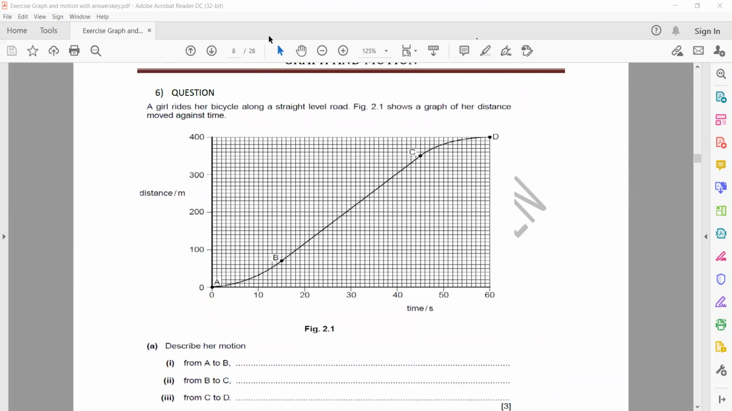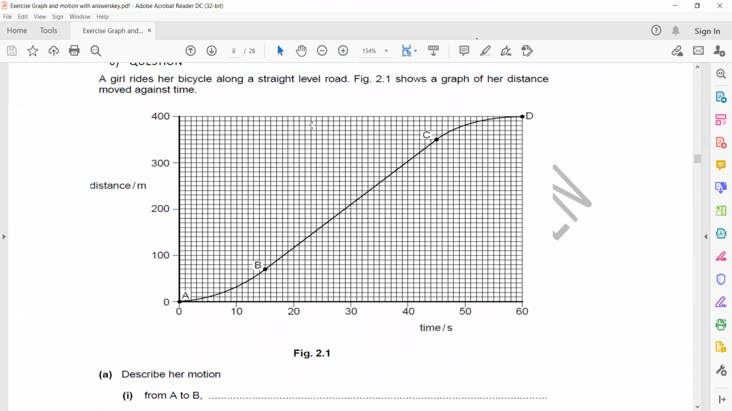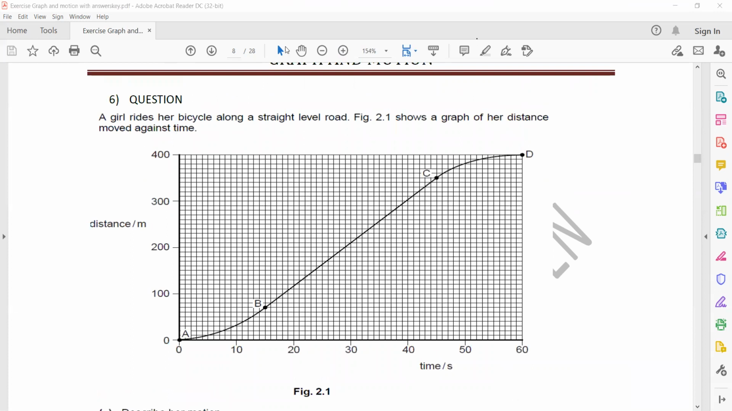In question 6, a girl rides her bicycle along a straight level road. Figure 2.1 shows a graph for her distance. So this is a distance-time graph, and for a distance-time graph we use the term speed. So what is happening to speed from A to B as the slope is increasing? From A to B, the speed is increasing.